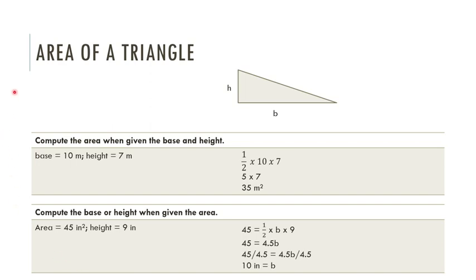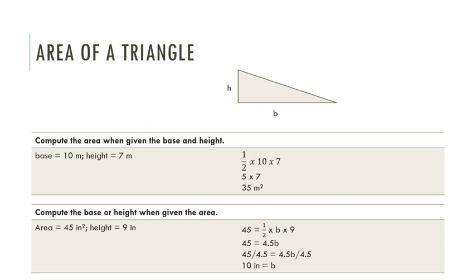So here we have the area of a triangle formula. I've seen it written differently as base times height divided by 2. On the formula sheet, it's written as 1/2 times the base times height. Either formula will give you the same result. Now, this is an illustration of a right triangle. There are other kinds of triangles that you might see.